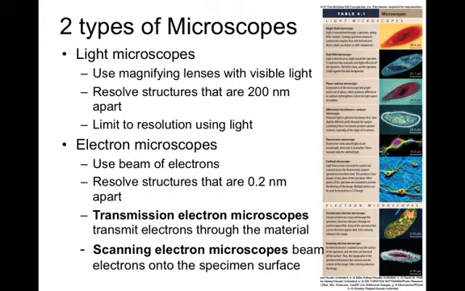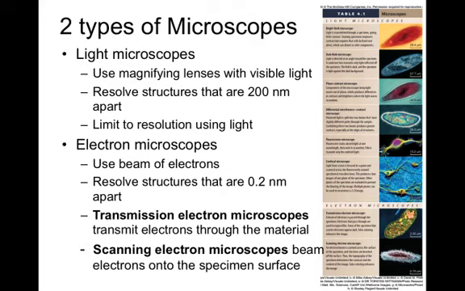Transmission electron microscopes are so called because the electrons used to visualize the specimen are transmitted through the material. They're capable of resolving objects only 2 nanometers apart, which is only twice the diameter of a hydrogen atom.